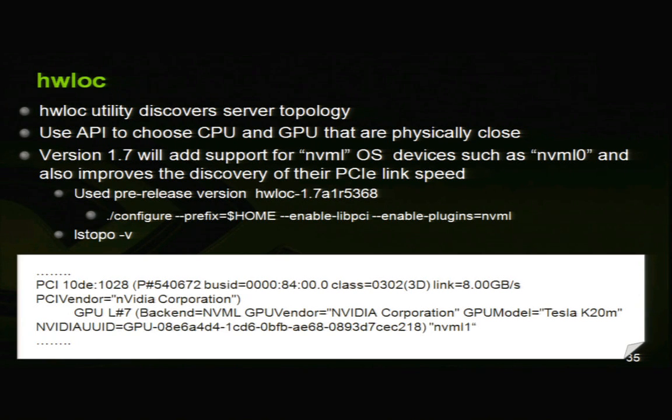For instance, lstopo -v gives you the following output here. You see the link speed, in this case 8 gigabytes per second. You see the vendor and the PCI slot where the GPU sits. And there is also other information here about the GPU model, or also the UUID of the GPU.